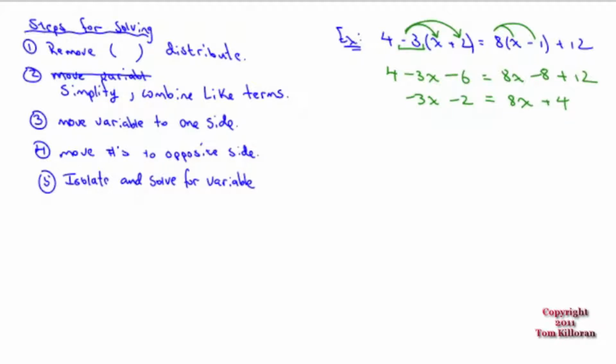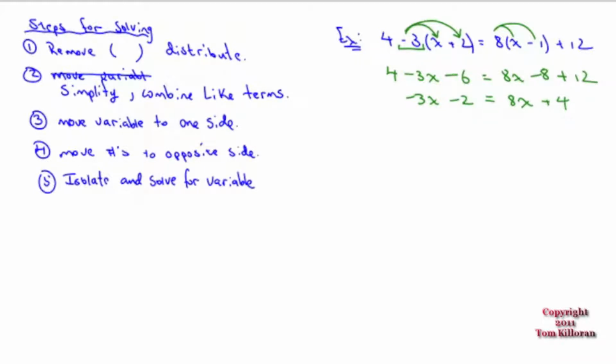All right, so that's step 2, simplifying your expression. So step 1, get rid of the parentheses. Step 2, simplify your expression. All right, step 3, get the variables on the same side. Now, you have a choice. Do you want to move the 8x to the left, or do you want to move the 3x to the right?